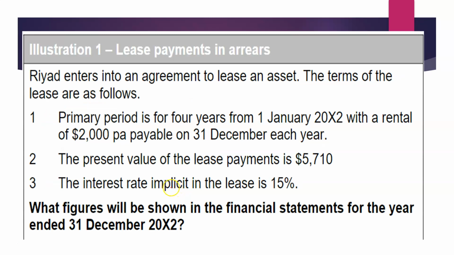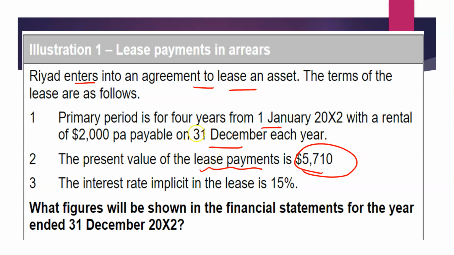So let's see this example here. I'm literally just moving step by step. So I can use a tabular fashion or double entry, it doesn't really matter. In the first video, I was working out what the present value was, but here I'm given the present value. So the present value of the lease payments is 57110. It says Riyadh entered into an agreement to lease an asset. Terms here: the primary period is 4 years from the 1st of January, with the rental payable at the end of each year.